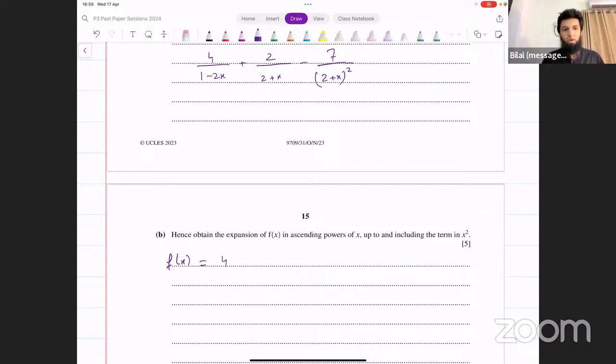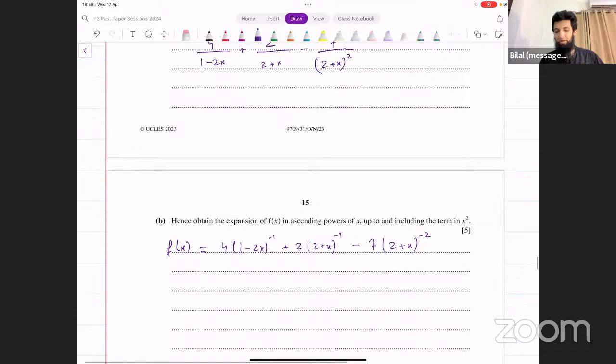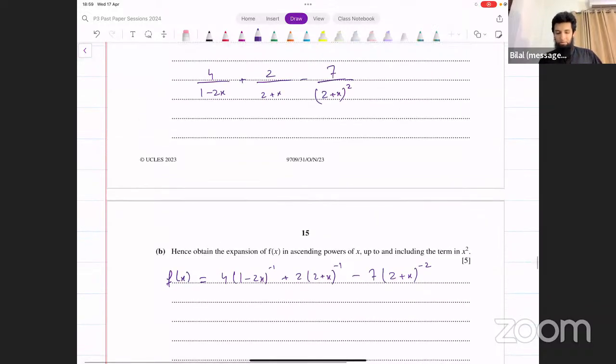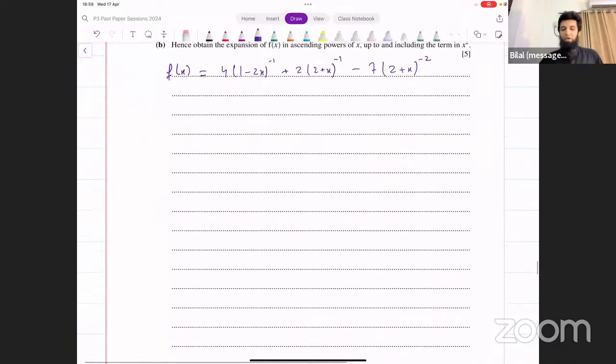You have 4 into 1 minus 2x power minus 1, plus 2 into 2 plus x power minus 1, minus 7 into 2 plus x power minus 2. So bring everything to the numerator like this. All right. Is that copied correctly? Yeah. So this is what we have.